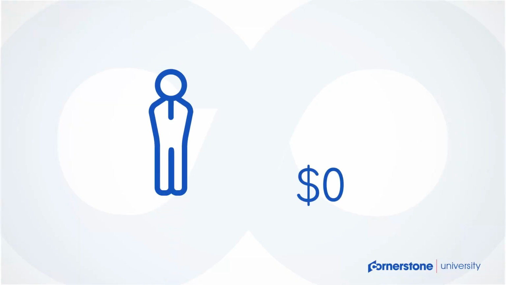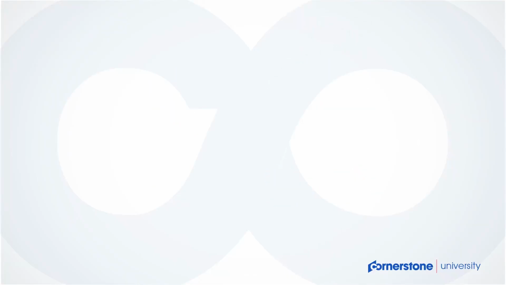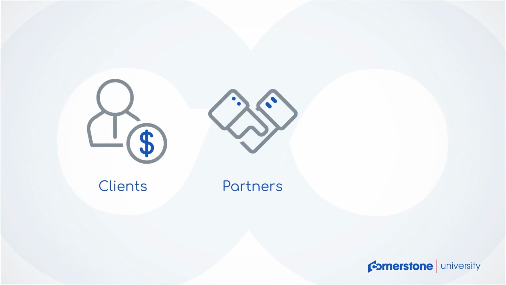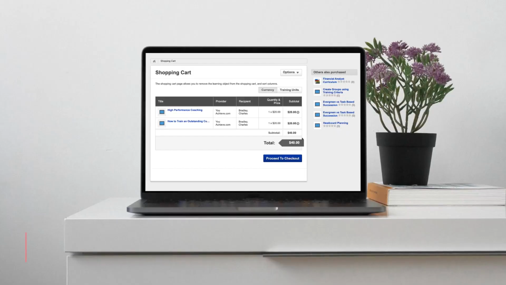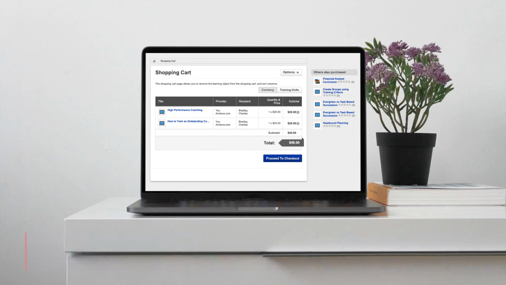According to recent industry reporting, organizations spend an average of $1,000 per year per employee on training. Many organizations also need to train their clients, partners, and suppliers, but need to do so without incurring more training costs. Using the shopping cart, organizations can monetize training, allowing users in their extended enterprise to purchase one or more offerings through a variety of payment methods.